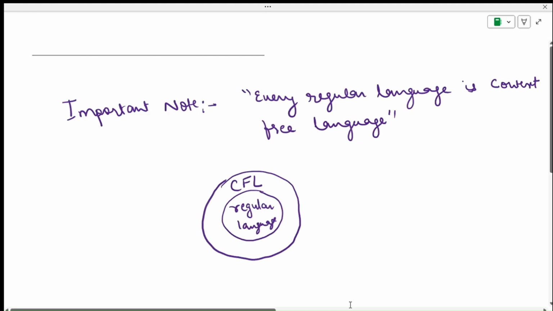Remember that every regular language is a context-free language. We can clearly see the diagram. This diagram says that the context-free language class contains the regular languages, so it means that regular languages are nothing else but context-free languages. And if it is a context-free language, we are able to write the context-free grammar for a regular language. So let me take an example.